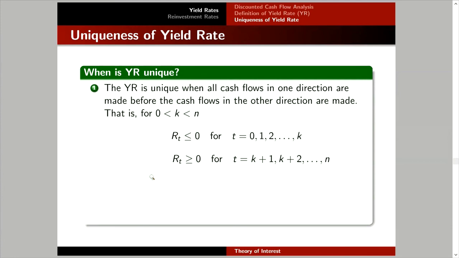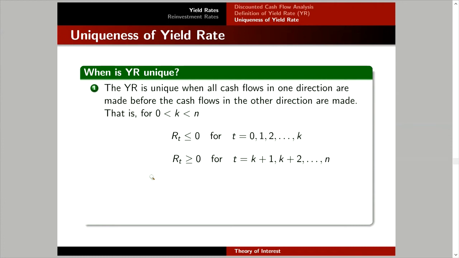Ngayon, paano ito mapapatunayan na unique nga ang yield rate? Again, how do we compute for the yield rate? Di ba? We equate the net present value to 0. You recall your P of I. Your P of I is the summation of your R sub t, v to the t for all t, right? Yung summation na yon, i-equate ninyo sa 0, right?